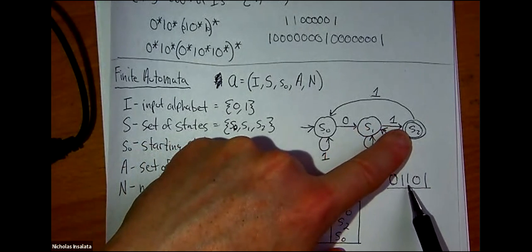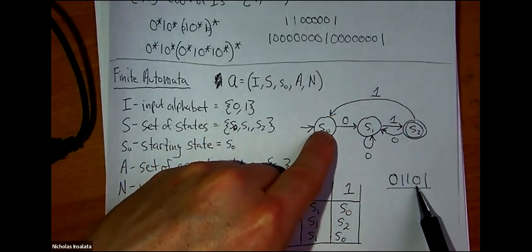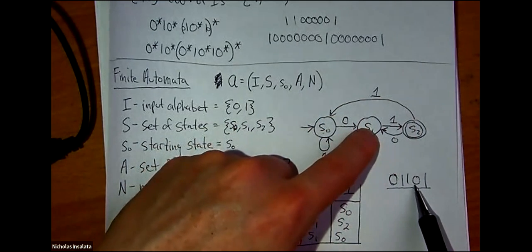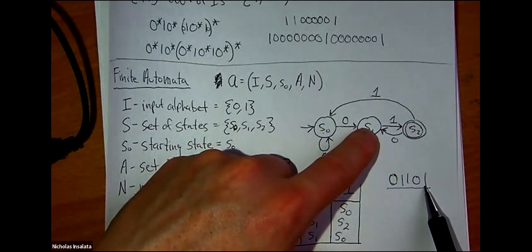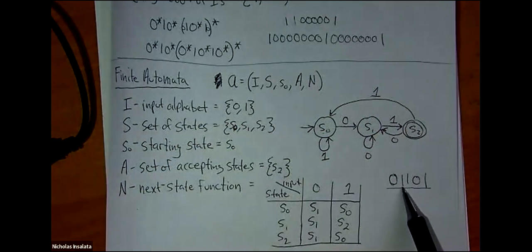And we have another 1 here. Now we're going to read this 1 to bring us back to S0. And another 0 takes us to S1. And finally, another 1. You almost had it, David. The last one should be an S2. But other than that, you're right.